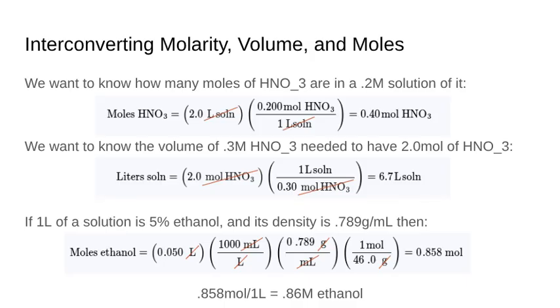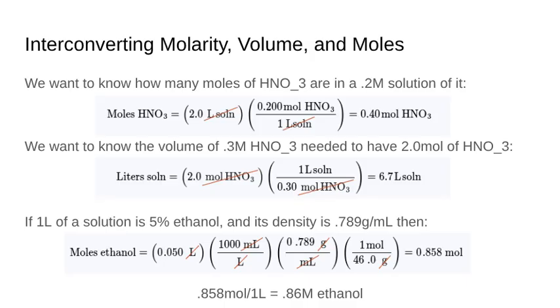And we had 2 liters of it, that means we would have 0.4 moles of nitric acid. We can also use this in different ways, saying if we wanted to know the volume of 0.3 molar nitric acid and needed to have 2 moles of nitric acid, then we can flip-flop our fraction and do 2 moles of nitric acid multiplied by 1 liter over 0.3 moles of nitric acid. That gives us our volume of 6.7 liters if this was our scenario.